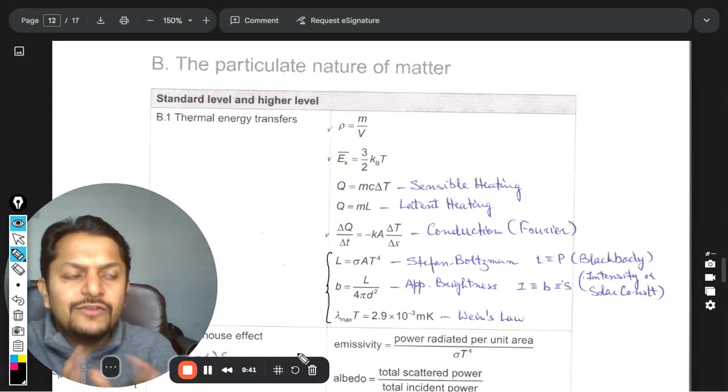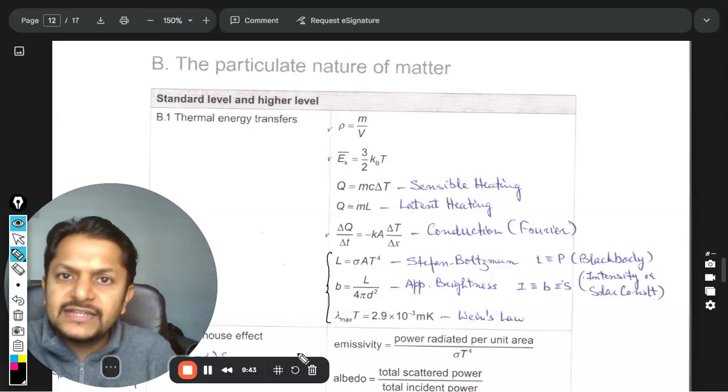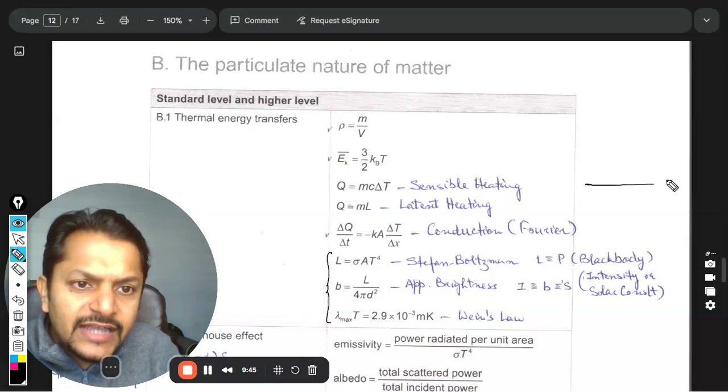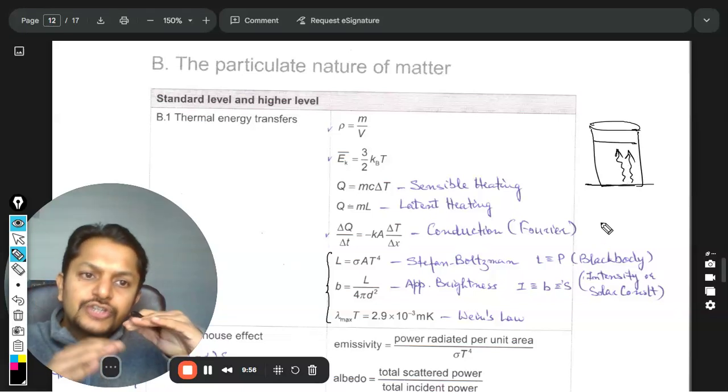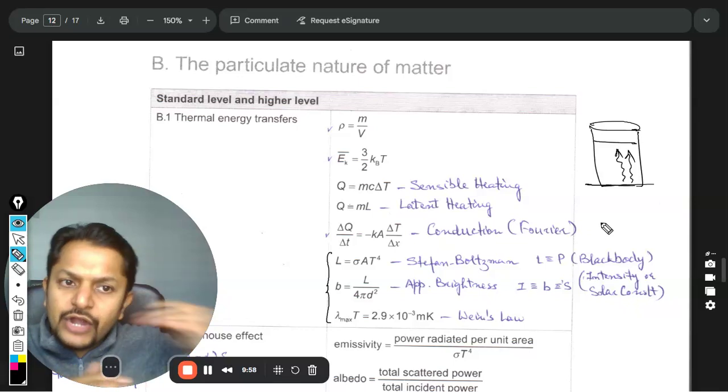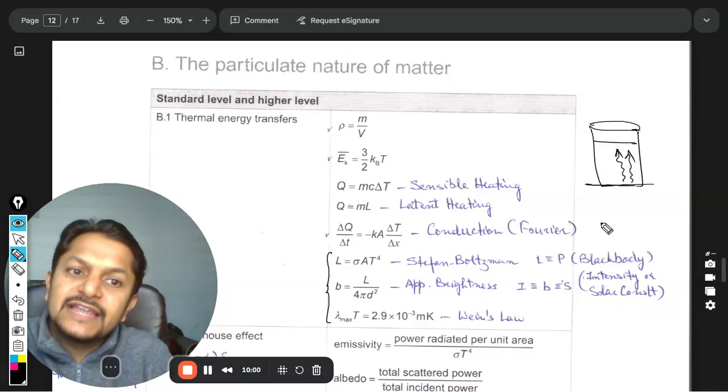In regards to convection, there's only one thing that I can tell you. Convection happens in liquids. Like this is the vessel, and the liquid is this, and it is rising like this. So there are convectional currents which are created inside the liquid.